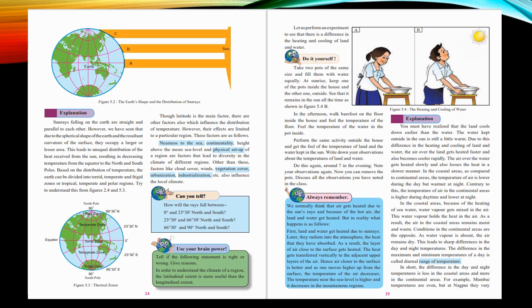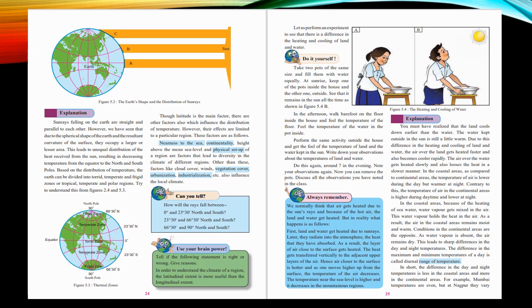Explanation. Sun rays falling on the Earth are straight and parallel to each other. However, we have seen that due to the spherical shape of the Earth and the resultant curvature of the surface, they occupy a larger or lesser area. This leads to unequal distribution of heat received from the sun, resulting in decreasing temperature from the equator to the north and south poles. Based on the distribution of temperature, the Earth can be divided into torrid, temperate and frigid zones, or tropical, temperate and polar regions. Try to understand this from figures 2.4 and 5.3.